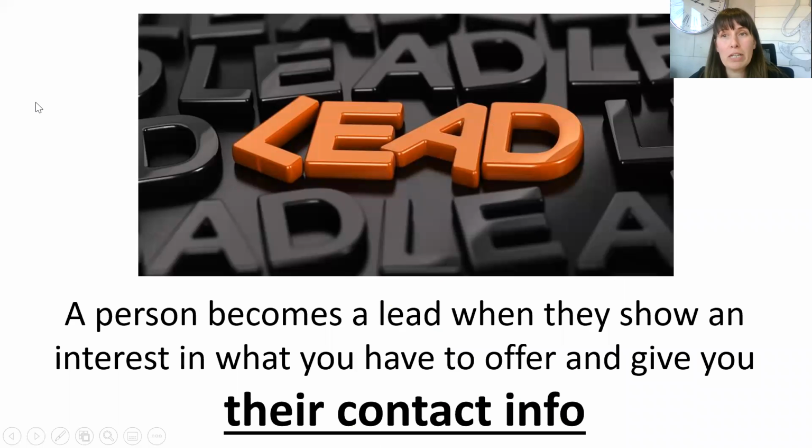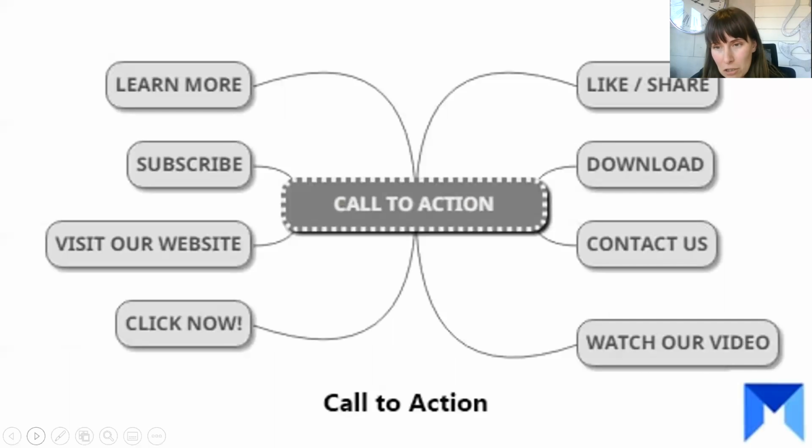I also want to very quickly recap on leads and what is a lead. A person becomes a lead when they show an interest in what you have to offer and give you their contact information. Their contact information is critical. It's not a lead unless you've got their contact information. So that's important. And call to action. This is the next step you want your customer to take. We covered this in an earlier session, but I just wanted to recap it here. When you put a marketing message out there, you want a very clear call to action. You want to make it obvious what you want the customer to do if they're interested. So that's a little recap.